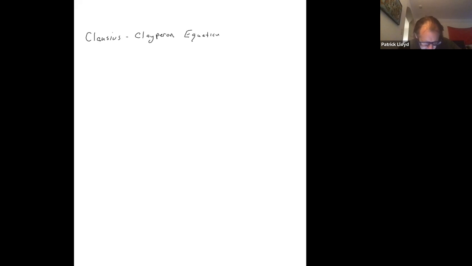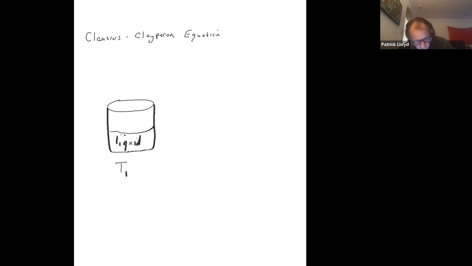Okay, so the idea here is that if you have a container of a liquid, so there's a liquid in this container, and it's at some temperature, I'll call that temperature T1. What will happen is there will be a certain vapor pressure above the liquid. So a certain amount of that material will exist in the gaseous phase.